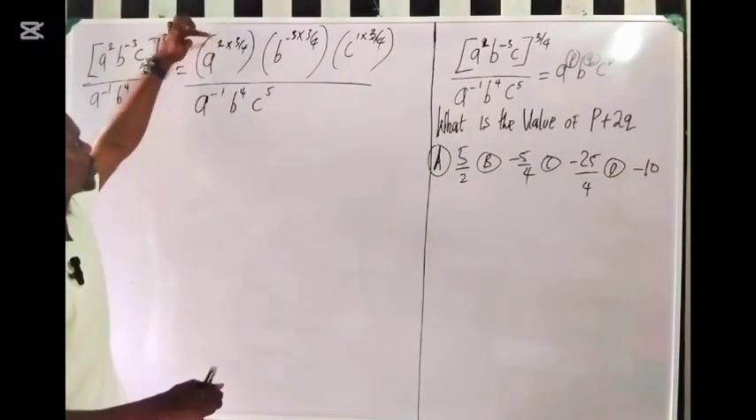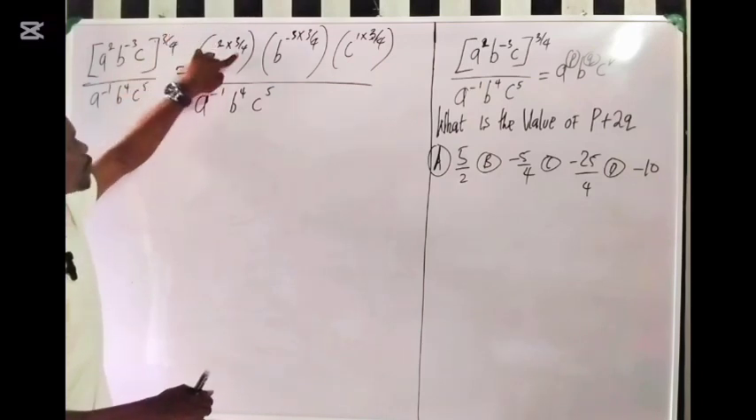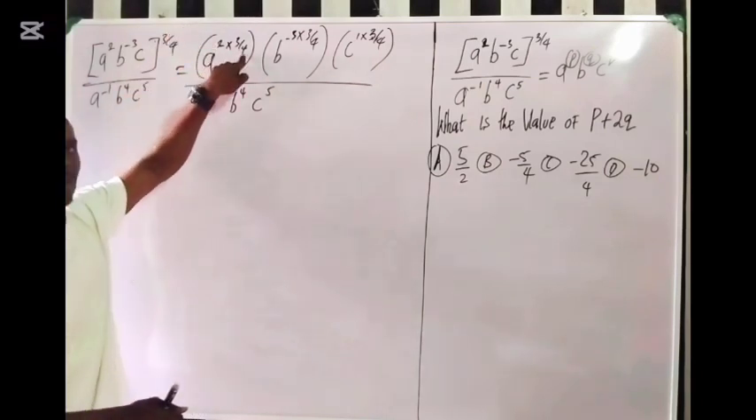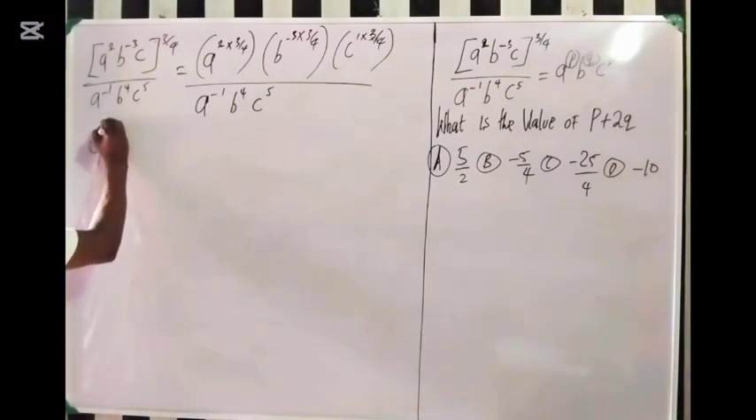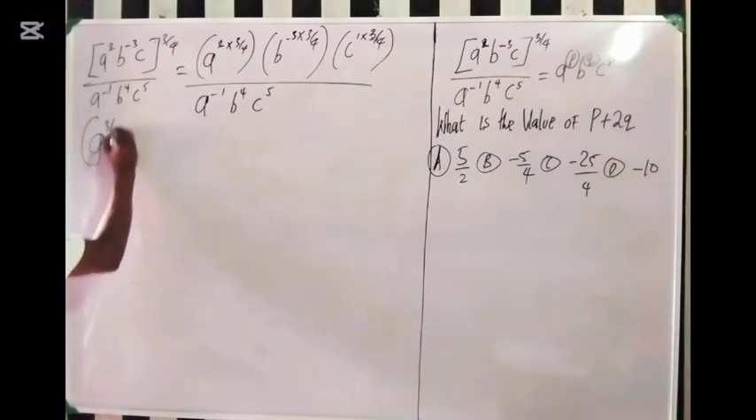So now let's evaluate this one here. Remember, 2 can go into 4, right? If 2 goes into 4, what do you have here? 2. So here we can say A raised to 3 over 2, right?